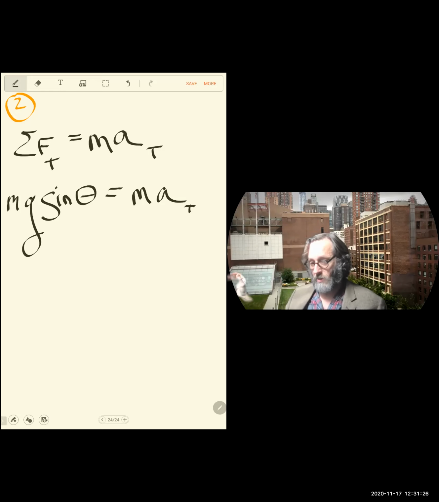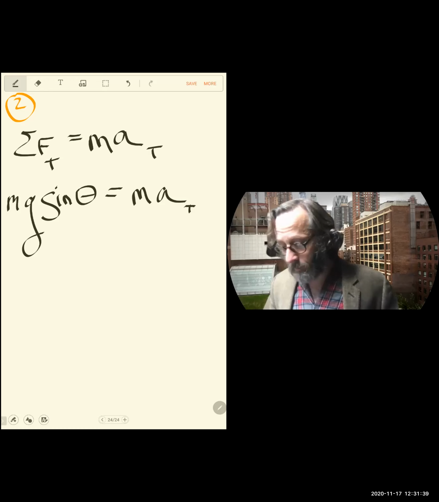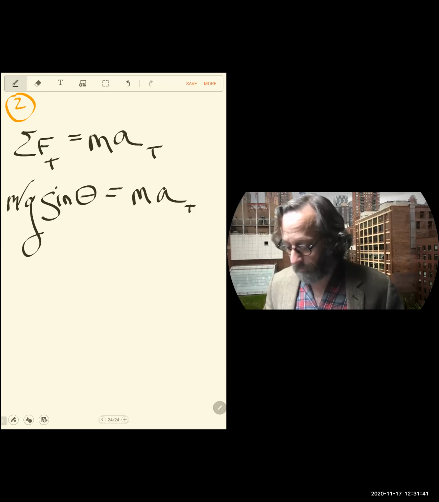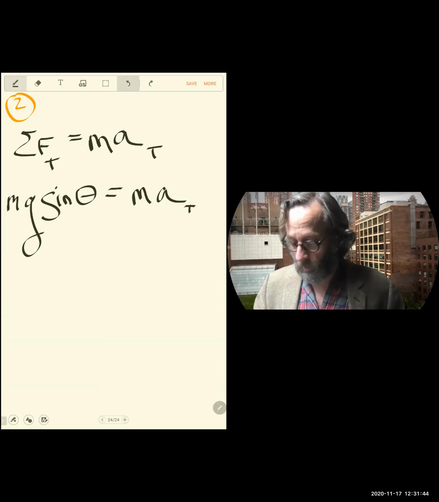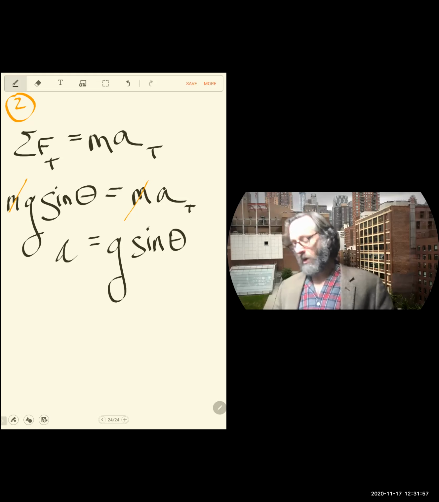Whereas the other acceleration, the one that we were solving for on the other axis, is the extent to which this thing is changing direction. Centripetal acceleration is the extent to which you're changing direction. This is the extent to which you're changing speed. I care about this one. First of all, it's the same m on both sides, so I can divide both sides by m, and I can rewrite. So I have a equals g sine theta.